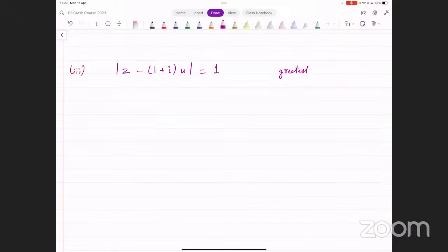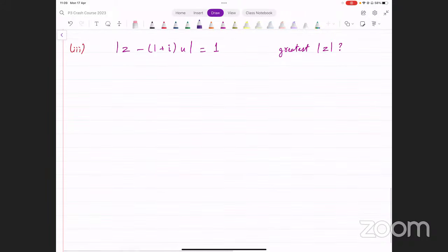This is what we're looking for, the greatest possible value of modulus of z. How do we figure this out now? First of all, let's simplify this and write this in the standard form. Remember what the standard form is. The standard form is z minus a. This is the form that we want.